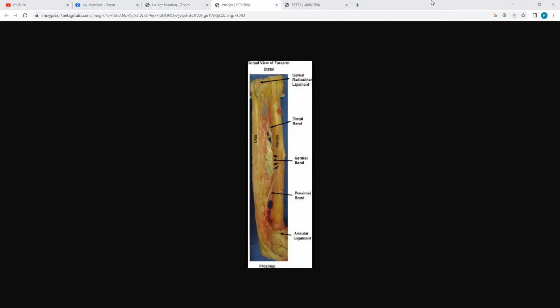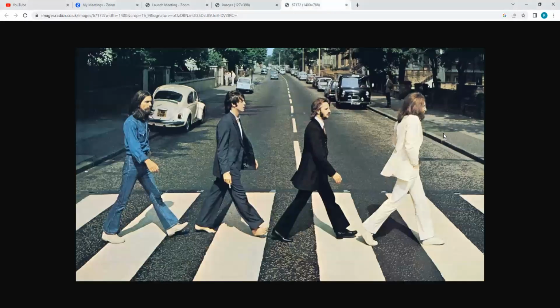And let's see. I think we're going to go with this one. So take a look at this album cover. This is the band that was super famous in the 60s, 70s, 80s. This group is called the Beatles, and they're walking across a crosswalk in London. I think it's London. But take a look at how they are placing their feet.